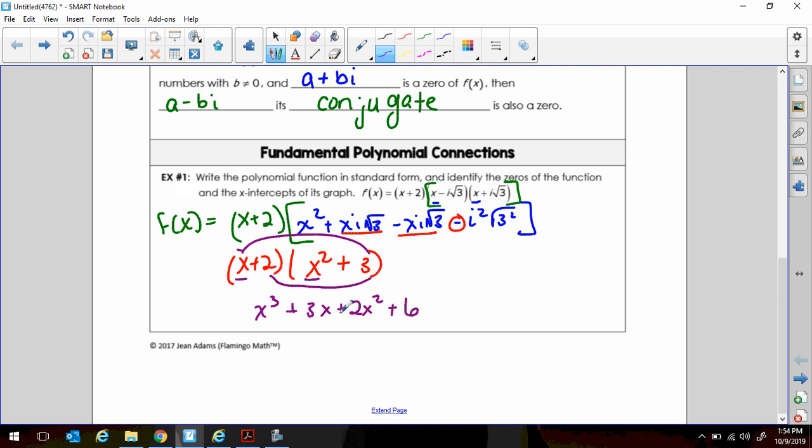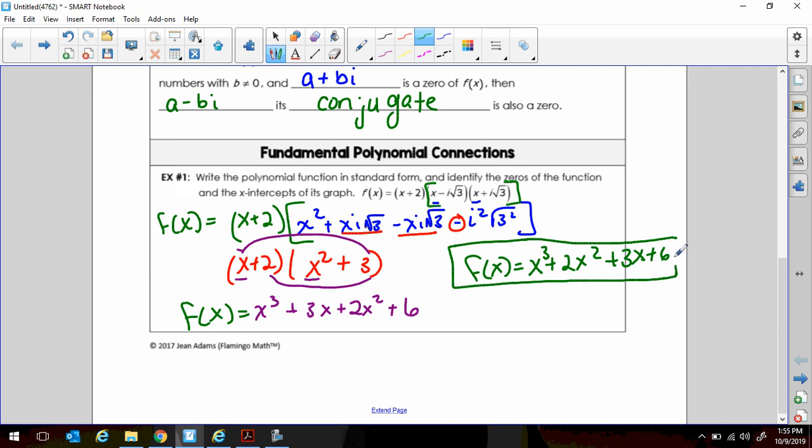I cannot combine these, but they do tell us to put it in standard form. So this is not standard form. I need to put it in descending order. So f of x equals x cubed is first, 2x squared comes second, 3x, 6. And that's it. I just rearranged these two. That's it.